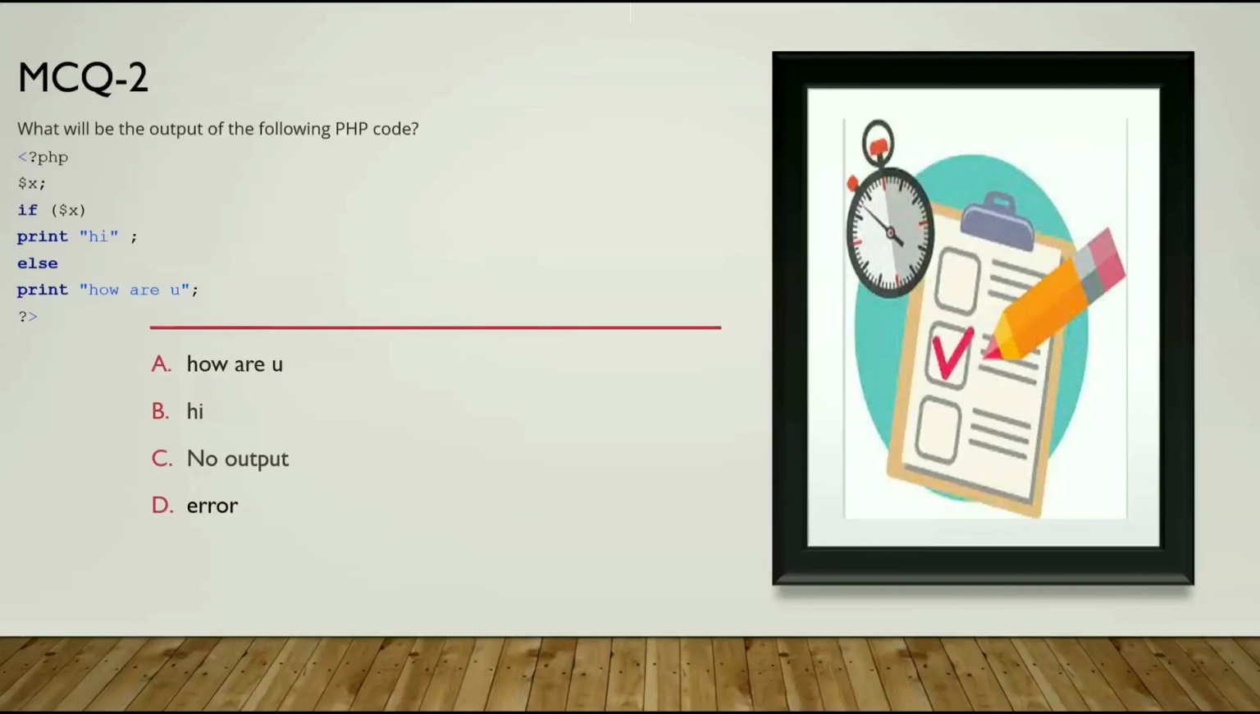The second question: whatever code we have over here, tell me what will be the output. We have one variable and we check whether that variable satisfies the condition, then print hi, or else print how are you. What will be the output? First option, how are you; second, hi; third, no output; and fourth, error. So think, apply the basic knowledge and then solve it. This is the second multiple choice question.